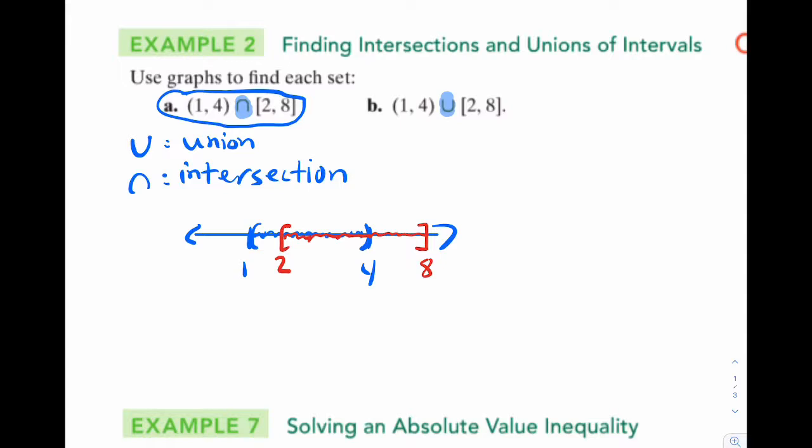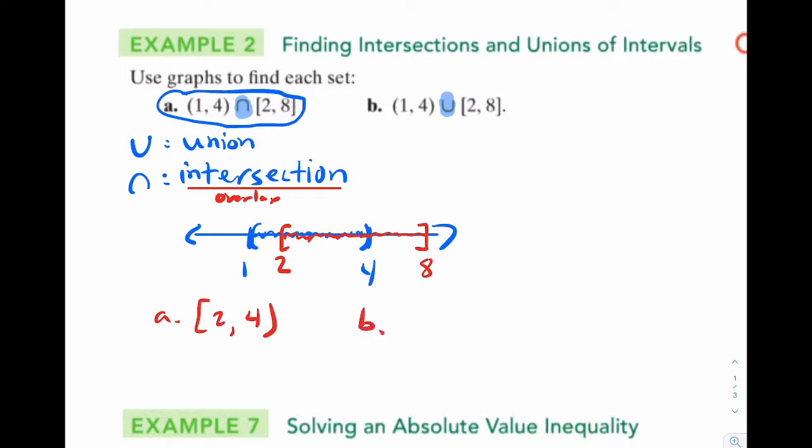For intersection, intersection basically means we're looking for the overlap. So here we can see the overlap region is here. So we're going to write that as the answer. For A, it's bracket 2, comma 4, parentheses, meaning we include 2, we exclude 4.